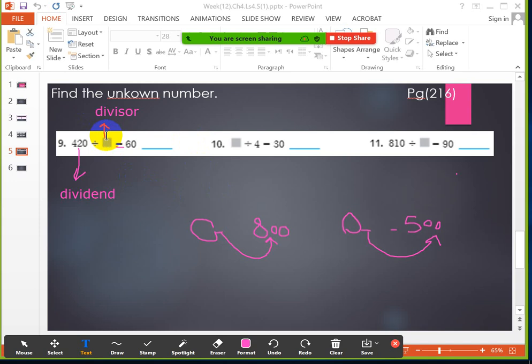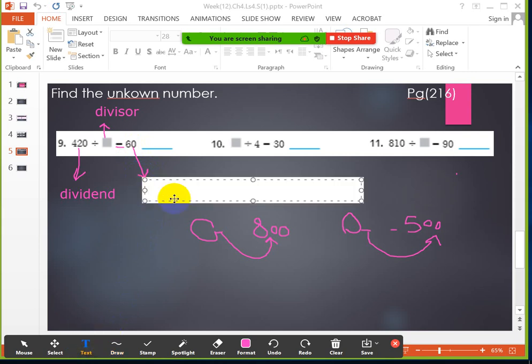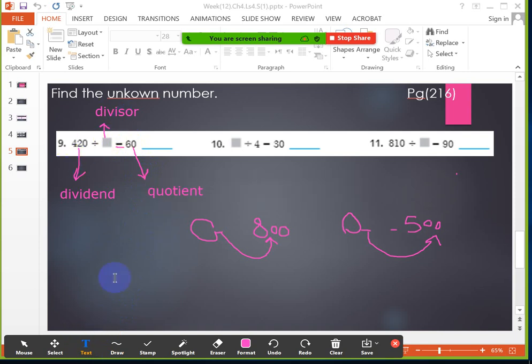And the answer for the division, we name it what? The answer for the division is quotient. So you have to save those names. The big number that I want to divide, we name it dividend. The smaller number, the one-digit number that I want to divide the big number by, we name it divisor. The answer for the division, we name it the quotient.